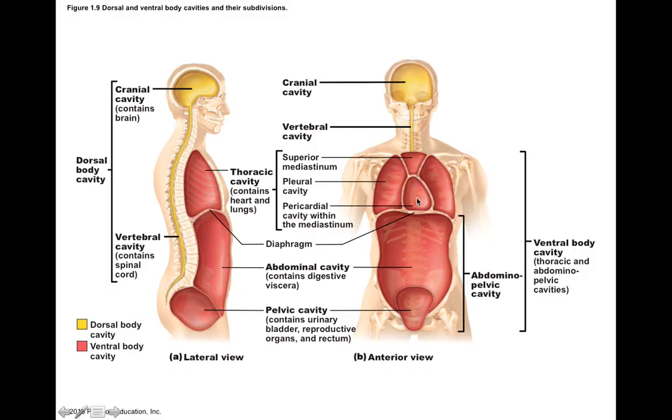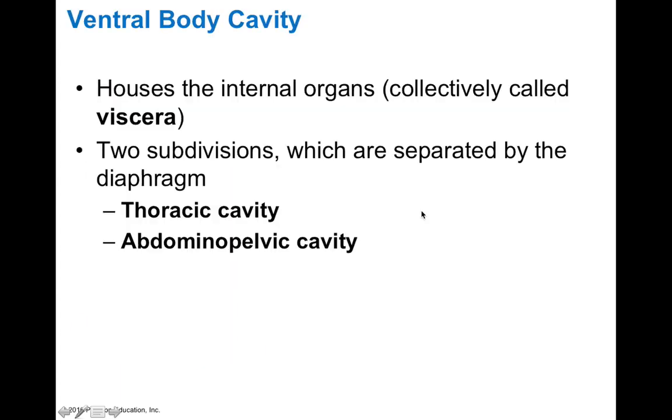And the thoracic cavity has lots of subcavities within it, but really what separates the thoracic from the abdominal pelvic cavity is this structure here called the respiratory diaphragm. It's one of your ventilatory muscles to breathe, but this is a large sheet of muscle that separates the thoracic and abdominal pelvic cavities. So ventrally, we have the thoracic and abdominal pelvic cavities. And this houses many of your internal organs, which are collectively called your viscera. So viscera means guts, which kind of makes sense here.